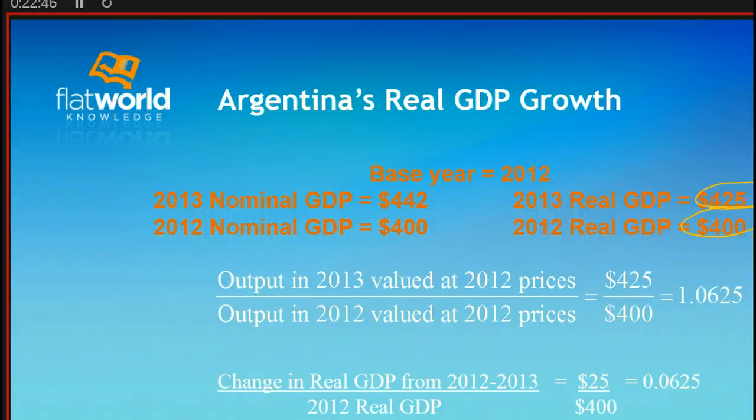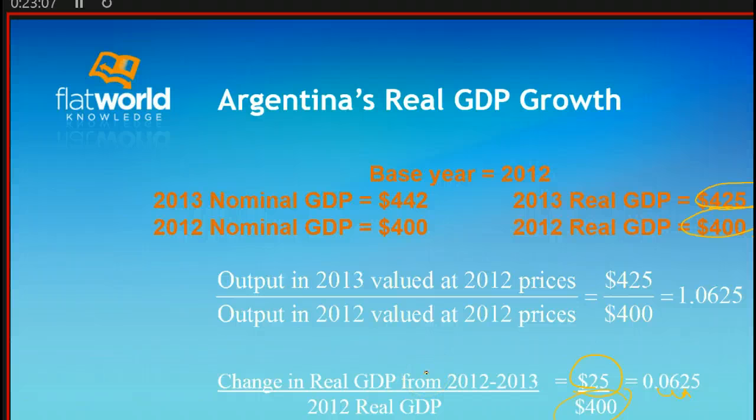Or the other way to do it is to take the change in real GDP. So when I went from 400 to 425, the difference between those 2 years is $25, and I divide that by 2012's real GDP, and I come up with 0.0625. Move the decimal place 2 points to the right, and I again find the exact same answer. Real GDP growth is 6.25%.